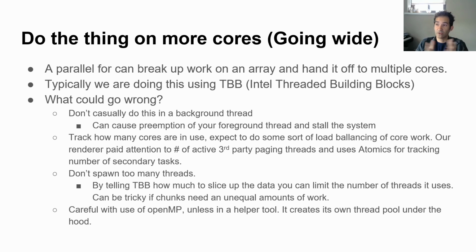So do the thing on more cores. I usually call it going wide. Parallel for can break up work on an array and hand it to multiple cores. Typically we're doing this with TBB. Microsoft has a bunch of parallel algorithms as well. I'm sure there's other libraries. You can code your own with modern C++, but I like TBB and it was working well for us.